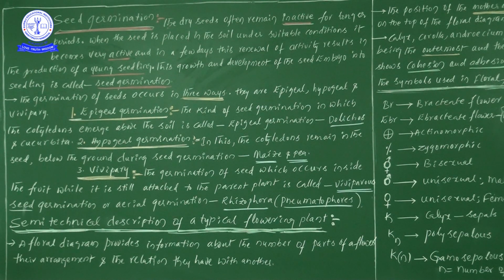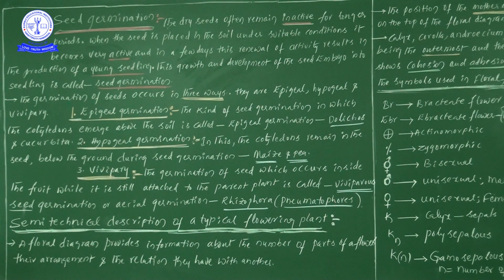Why? Because when the fruit is attached to the parent plant, the fruit is present on the parent plant. So the seed germination takes place aerially. Thereby that kind of seed germination we will call aerial germination. Now, an example: Rhizophora.